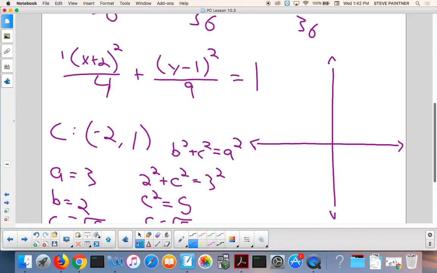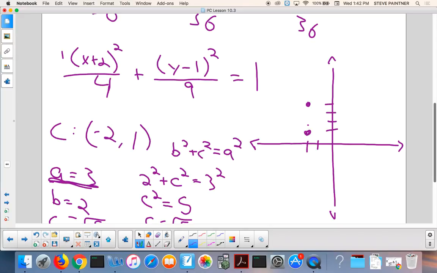So center is at -2, +1. I want to plot one of my vertices. My major axis is y. So how do I plot a vertex? Up 3. We look at our A value. A values go with the major vertex. Start at the center. Up 1, 2, 3.